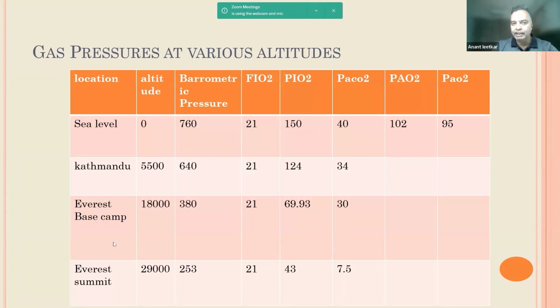In a similar way, whenever we are calculating it for Kathmandu, the barometric pressure is going to reduce. So everything is going to reduce. So alveolar PaO2 will reduce in a similar proportion. So these are the calculations of alveolar PaO2. For Kathmandu, it will reduce to 83. If we are traveling to Everest base camp, a trekker will have a PaO2 of 33 and similar things.